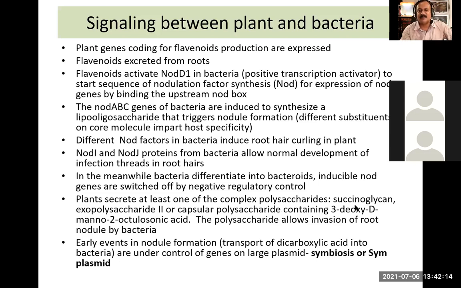And then the plants will secrete at least one complex polysaccharide. For example, it will synthesize succinoglycan or exopolysaccharide 2, or maybe a capsular polysaccharide containing 3-deoxy-D-manno-2-octulosonic acid. So these different kinds of complex polysaccharides are made by the plants now in response to the bacteria which are entering into the cortical cells. These polysaccharides will allow the invasion of root nodule by bacteria.